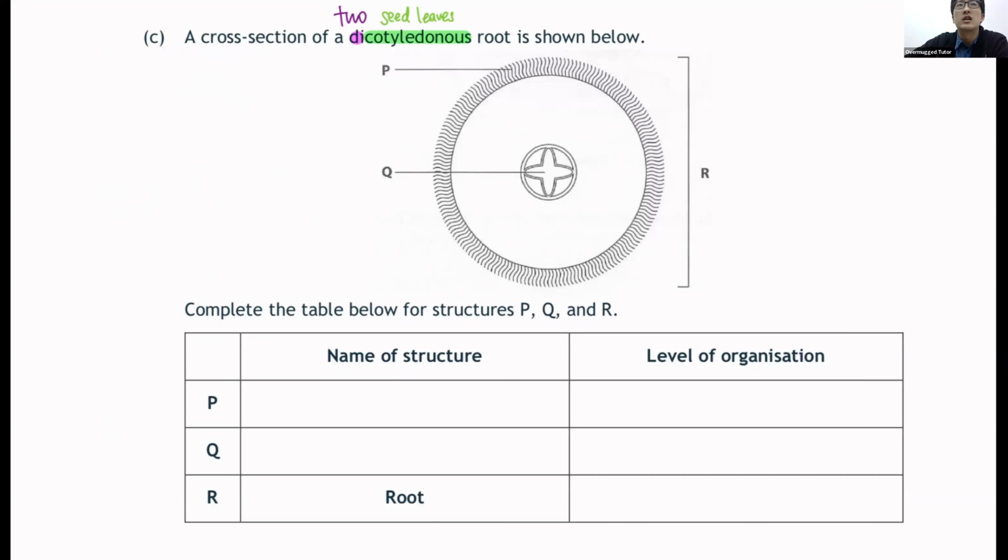What are we looking for? Level of organization. Whether or not it belongs to the level of a cell or a tissue. What's next? Organ. And then many organs come together to form the organ system. All the systems come together to form an organism. Thank you, Hui. So go ahead and try that. Identify P and Q and then write down the corresponding level of organization.